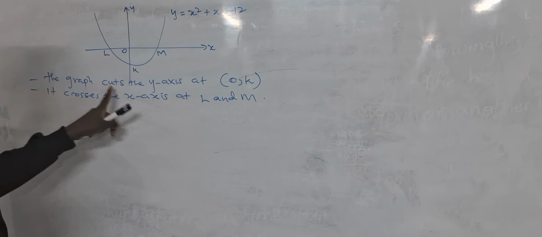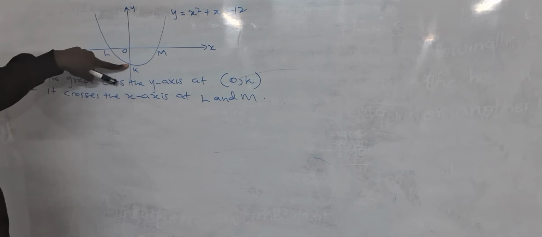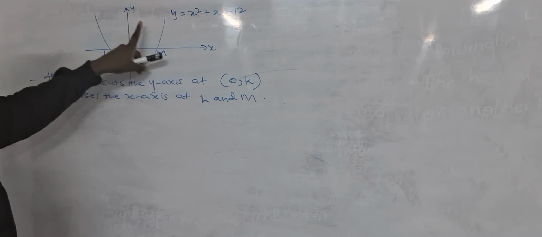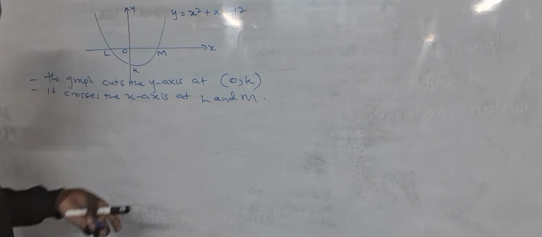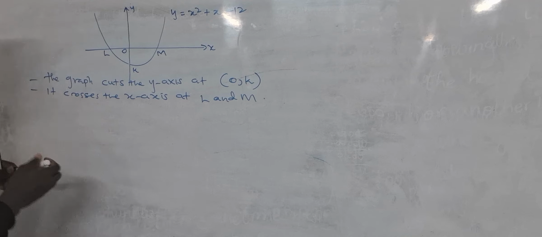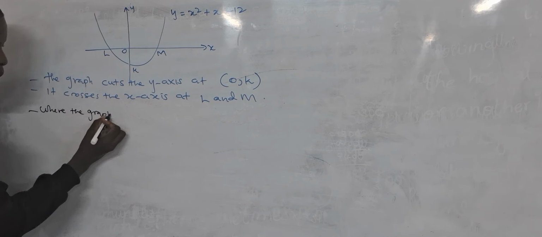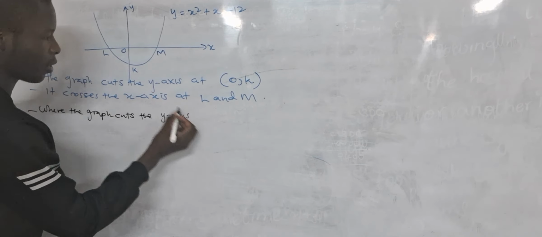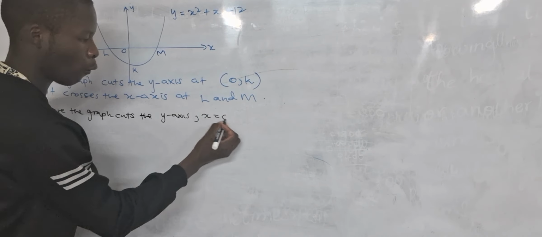So they are saying the graph cuts the y-axis at (0, k). You are supposed to find the value of what? Of k. So where the graph cuts the y-axis, we know that x is equal to 0, right? Where the graph is cutting the y-axis, the value of x is what?